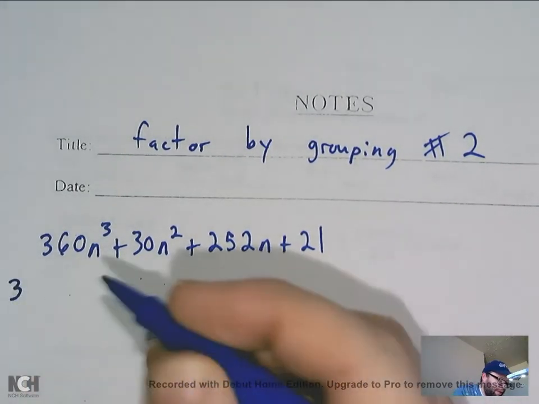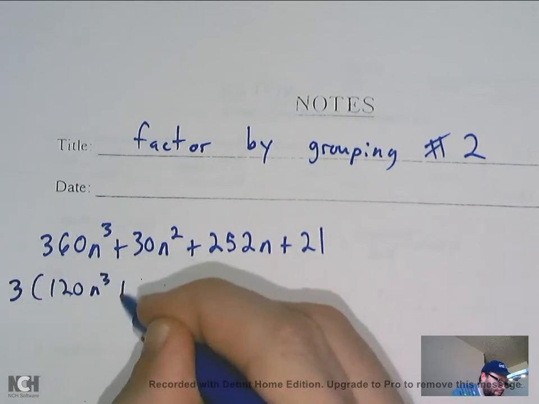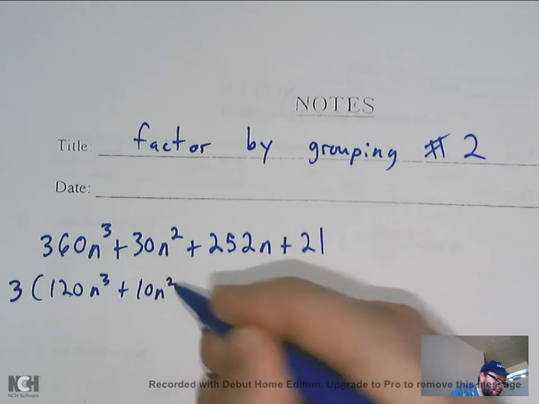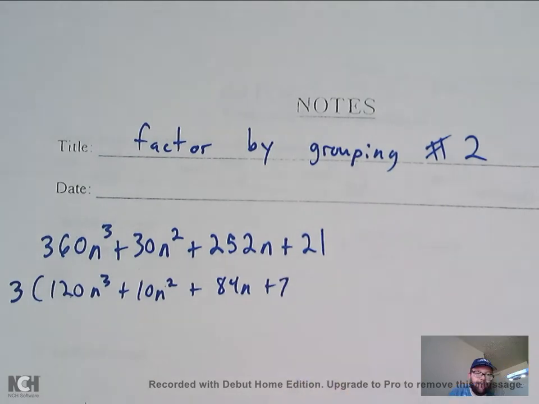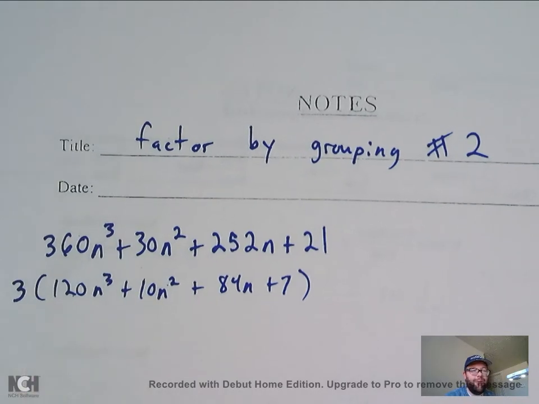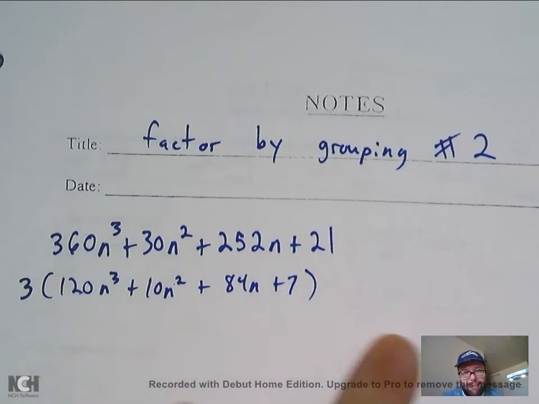So I take out 3, that's going to leave me with 120n to the third plus 10n to the second plus 84n plus 7. Okay, now when we did this before this year, I had, I don't know, anywhere from a third of you to maybe even half of you that would take out that greatest common factor, and then it would just disappear, go into magic land, just gone forever. No, that 3 is still there. It still needs to multiply back out when you're done.